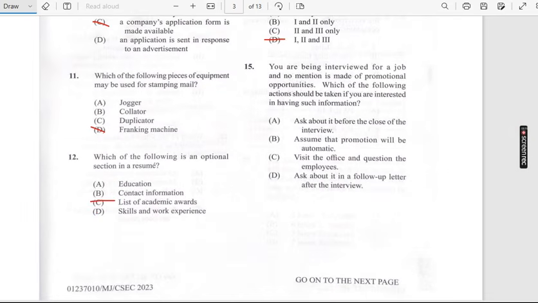Number 15. You are being interviewed for a job, and no mention is made of the promotional opportunities. Which of the following actions should be taken if you are interested in having such information? For example, you're being interviewed for the job, and no mention of promotion opportunities was made during the interview. What should you do? This is what they'd be asking you, guys. You should ask before the close of the interview, right? You should not ask about it in a follow-up later after the interview. You should ask about it before the close of the interview, right?